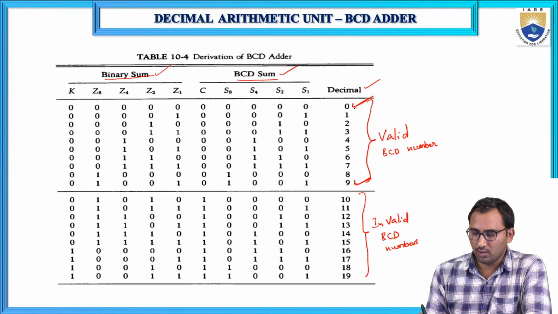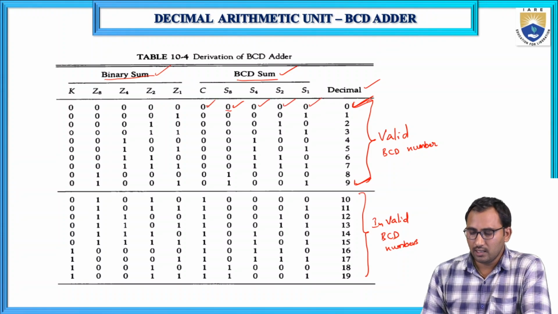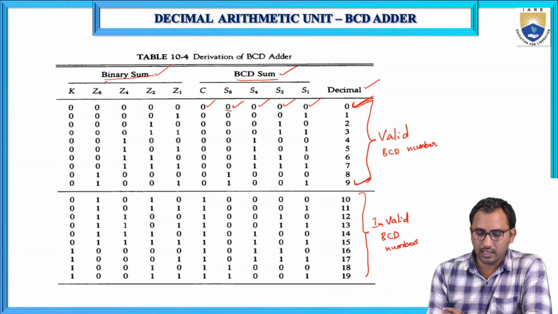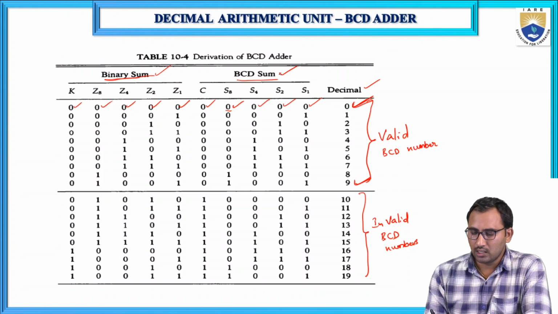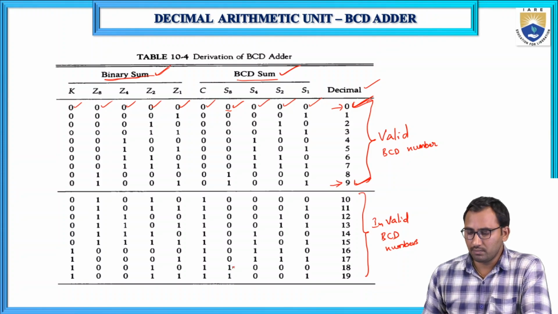Suppose you have a 0. The 0 is represented with all zeros with the carry 0. Similarly, the same decimal 0 is represented in the binary sum as 0, 0, 0, 0 with the carry K equal to 0. So this representation is the same in both the BCD sum and the binary sum from decimal number 0 to decimal number 9. But for the numbers from 10 to 19, the representation will be different.